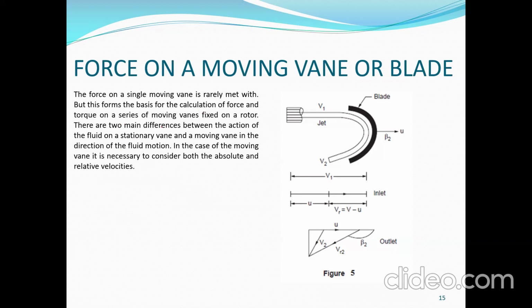There are two main differences between the action of the fluid on a stationary vane and a moving vane in the direction of fluid motion. In case of the moving vane, it is necessary to consider both the absolute and relative velocity. So ito, yung alpha mo is 0. Diba? Yan.